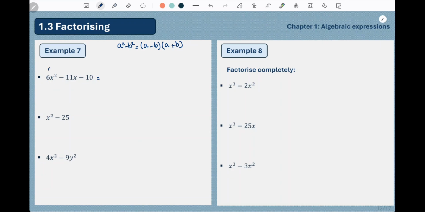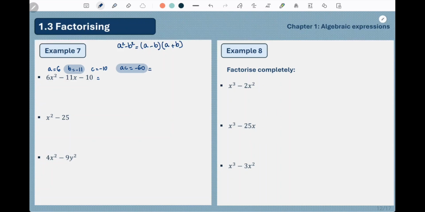So I'm gonna do again A equal to 6, B is equal to minus 11, and C is equal to minus 10. And here we have AC is equal to minus 60. Quite a big number, but don't worry. So this is my AC, this is my B. So we've got to find two numbers that, when you multiply them together, give you minus 60, and when you add them together, give you minus 11.